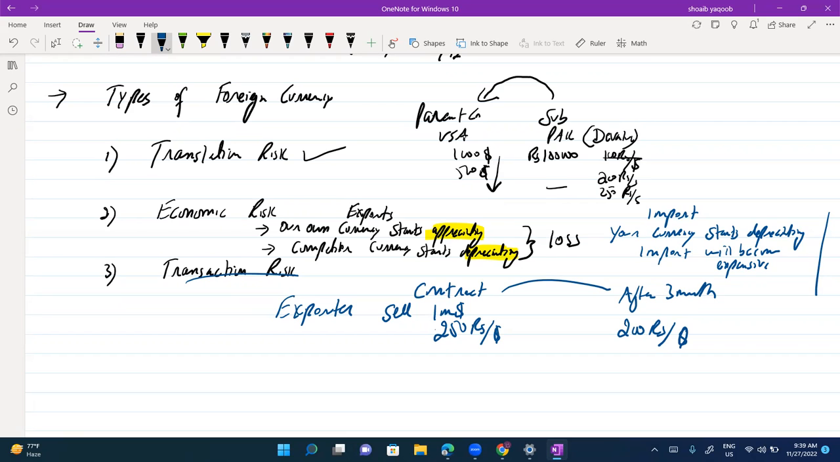For example, you want to import something and the exchange rate is 200 rupee. Okay. You order the product and supplier is saying pay after 1 month. After 1 month, when you pay that product, the rate moved to like 220 rupees. That risk is called transaction risk. Contract date और settlement date के बीच में अगर currency adversely move कर जाए, that risk is called transaction risk.